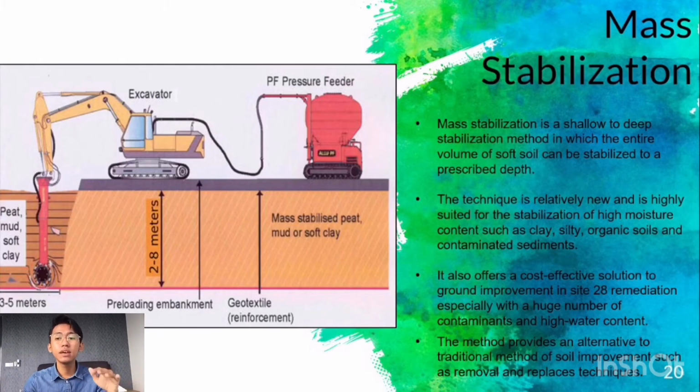Mass stabilization is a shallow to deep stabilization method in which the entire volume of soft soil can be stabilized to a prescribed depth. The technique is relatively new and is highly suited for stabilization of high moisture content soils such as clay, silt, organic soils, and contaminated sediments. It also offers a cost-effective solution to ground improvement and in situ remediation, especially with a huge number of contaminants and high water content. The method provides an alternative to traditional methods of soil improvement such as the removal and replacement technique.